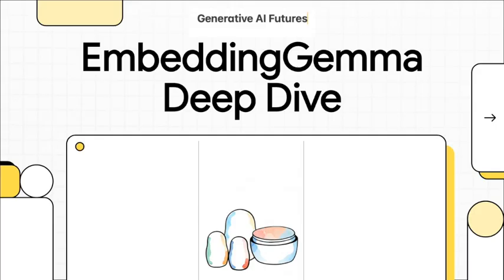Today, we're doing a really deep dive into Google's EmbeddingGemma. It's a seriously powerful and super efficient model that's kind of changing the game for text embeddings. We're going to break down its architecture, put its performance to the test, and show you exactly how to get it working in your own projects.